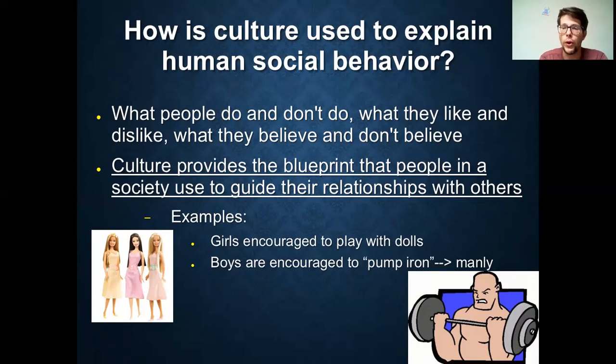Same kind of thing with toys. Manufacturing has determined that girls should play with different toys than boys, so that if you have two children, you might have to buy a whole new set of toys for your children.